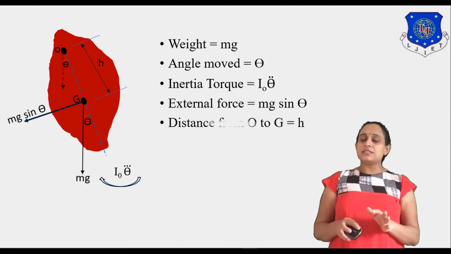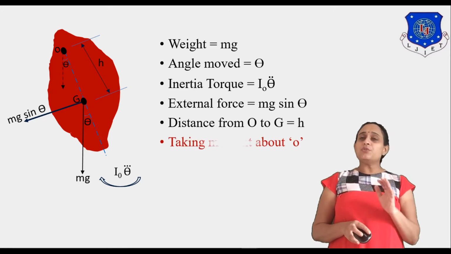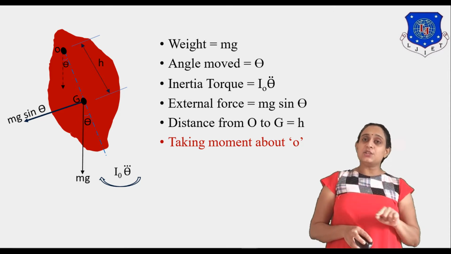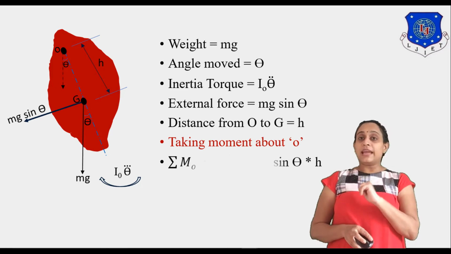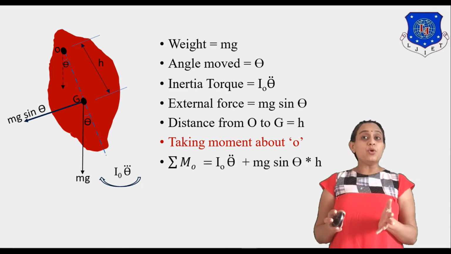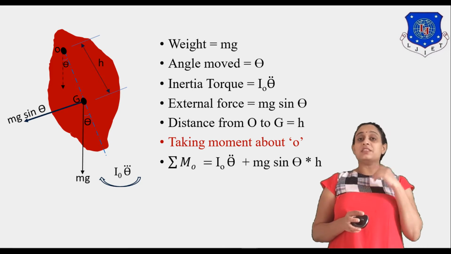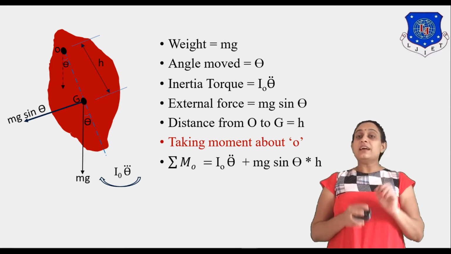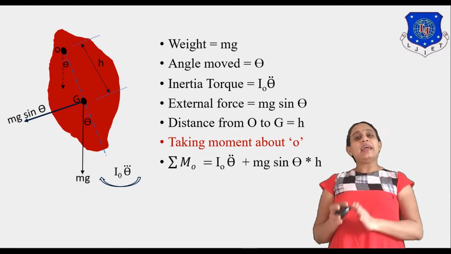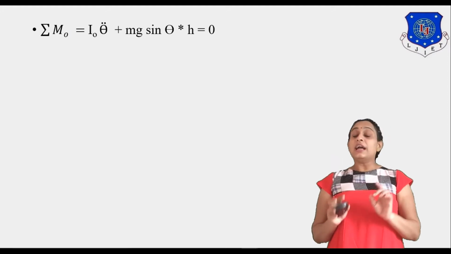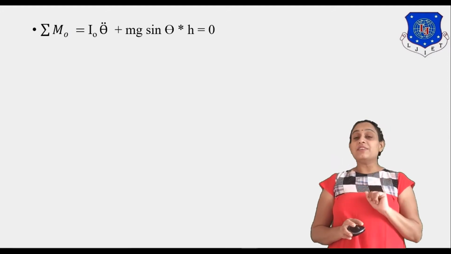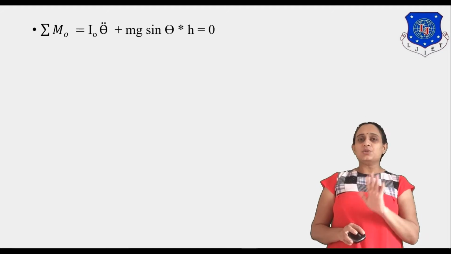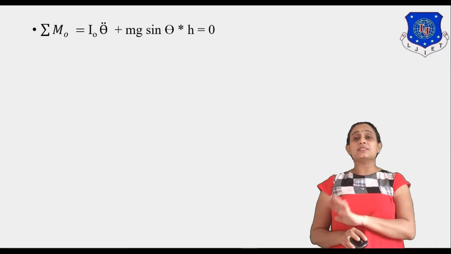So by taking moment about O, what is our equation? It is I0 theta double dot plus the force mg sine theta, but that is a force, not a moment. We need to calculate the moment with respect to point O. What is the perpendicular distance? It is h. Hence we write I0 theta double dot plus mg sine theta into h, and all this moment should be equal to 0, because it is an equilibrium system. So I0 theta double dot plus mg sine theta into h is equal to 0.